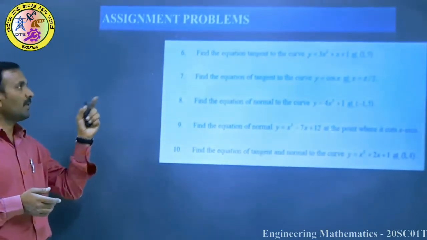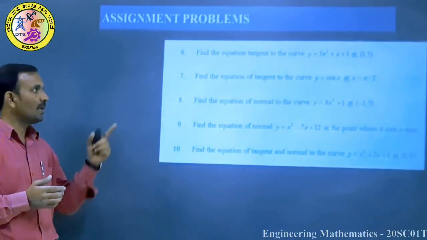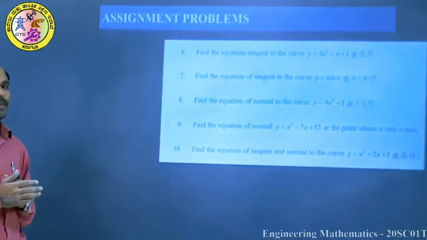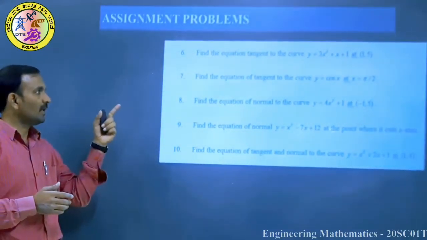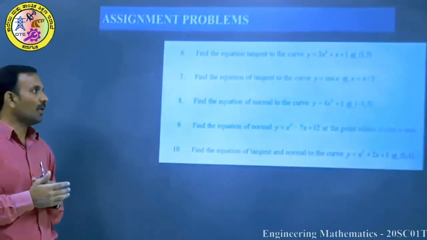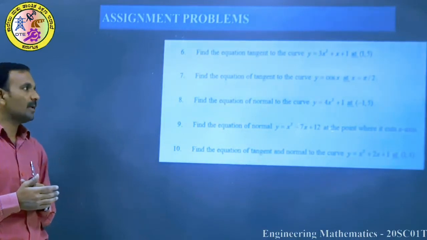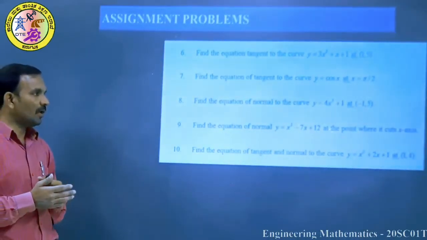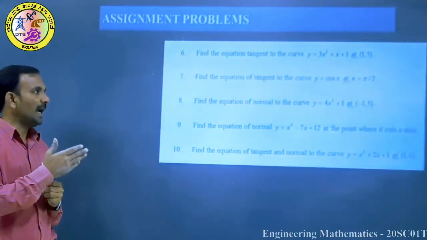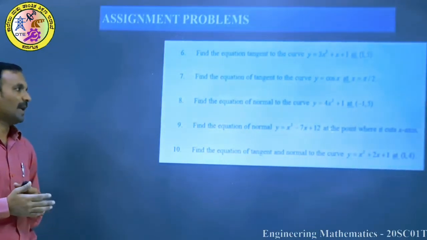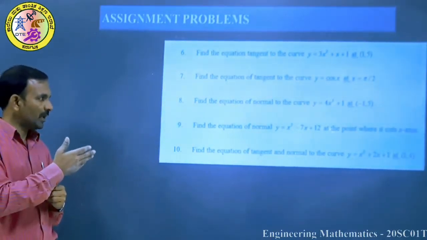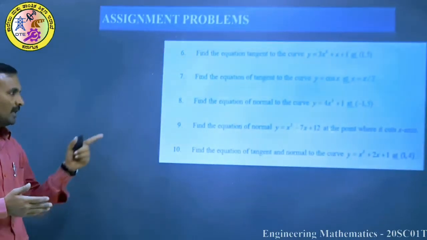Sixth one, find the equation of tangent to the curve y equal to 3x square plus x plus 1 at 1 comma 5. Next, seventh one, find the equation of tangent to the curve y equal to cos x at x equal to pi by 2. Eighth, find the equation of normal to the curve y equal to 4x square plus 1 at minus 1 comma 5.